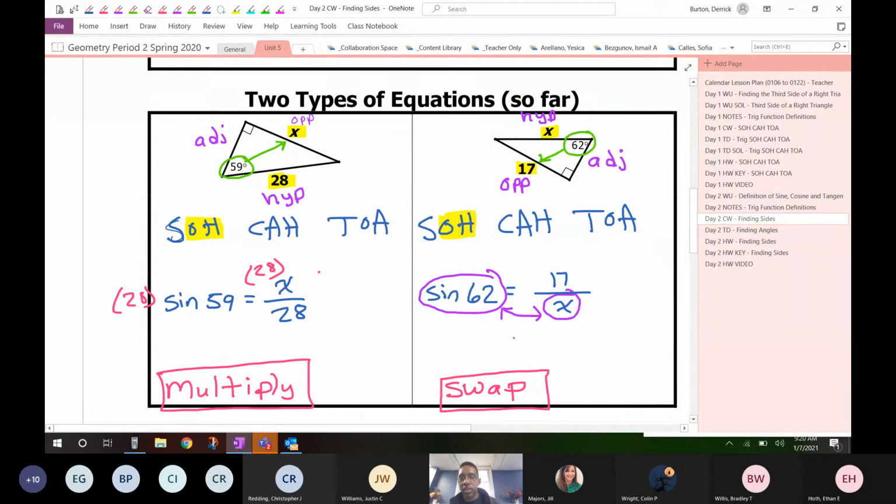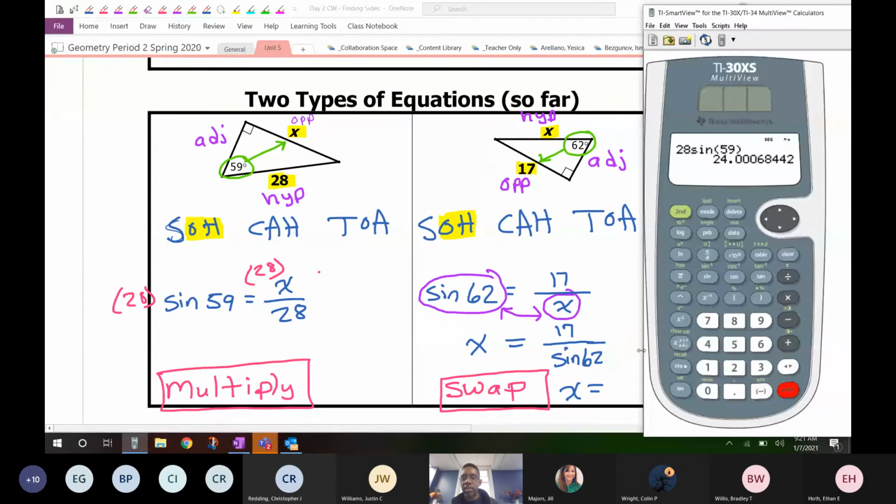If we swap these two things, notice that the 17 in the numerator does not move. That's going to give us the x over here by itself, and then in the denominator, we will have sine 62. Now that allows us to solve the problem because we can put this in the calculator. We have 17 over sine 62. So we can go 17 over sine 62.